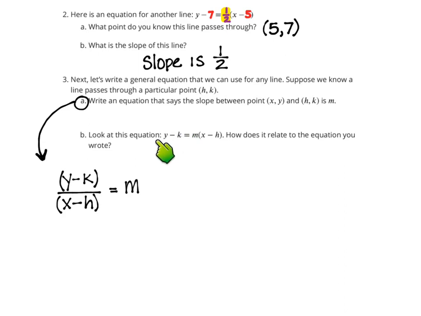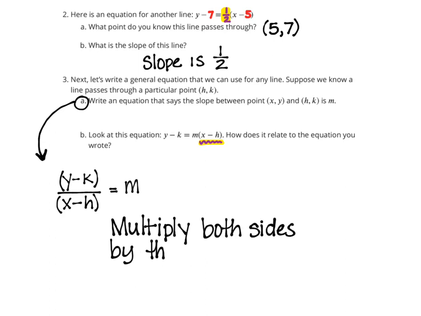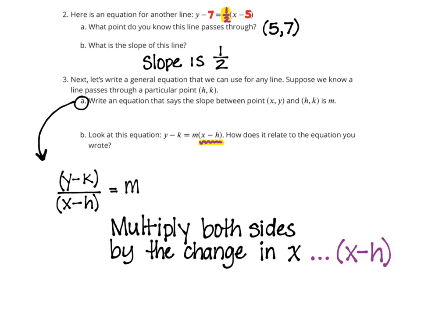But in part B it says, let's make it look like this. So what would we do? The same thing we did before. We would multiply both sides of the equation by that denominator, which is x minus h. So that's the change in x. And when you do that, you end up with this equation. So this is known as, and it says up here, the general equation. So this is a general equation for a line. It's using a point and the slope.